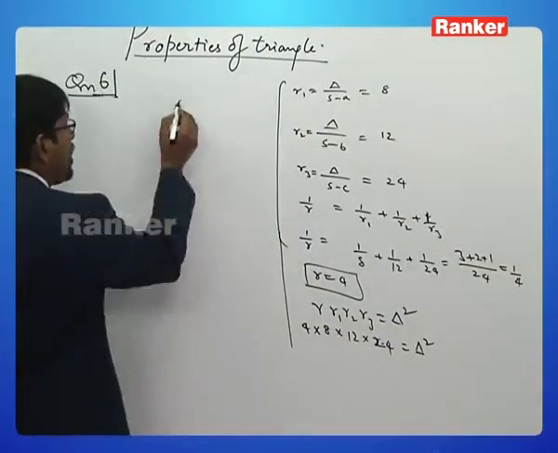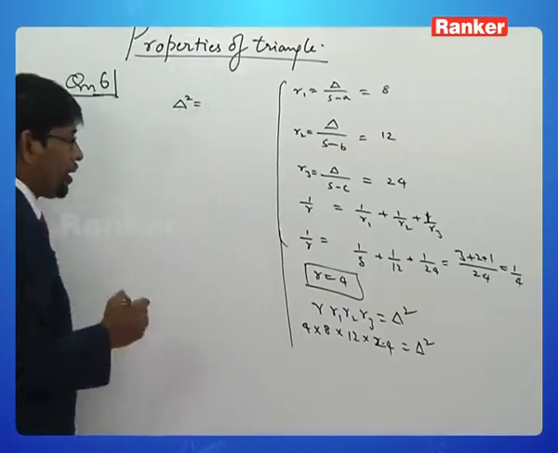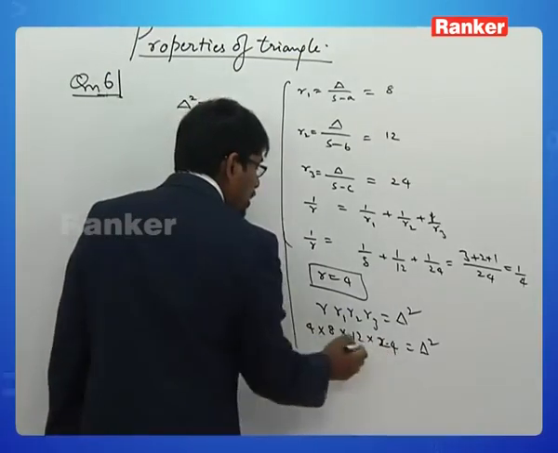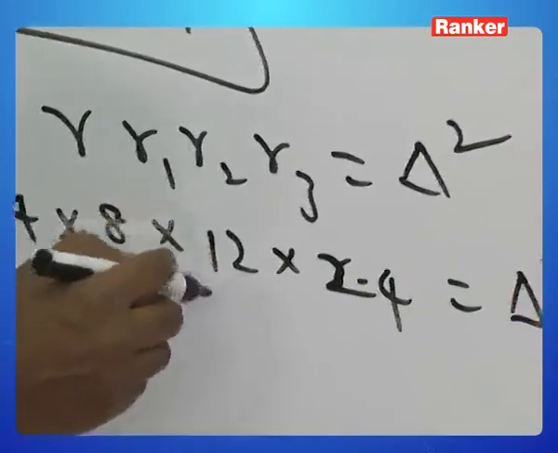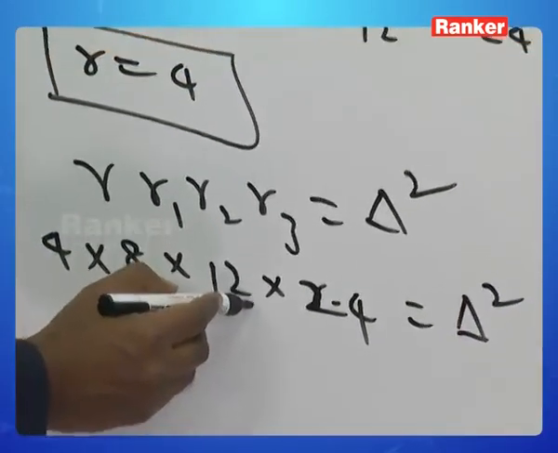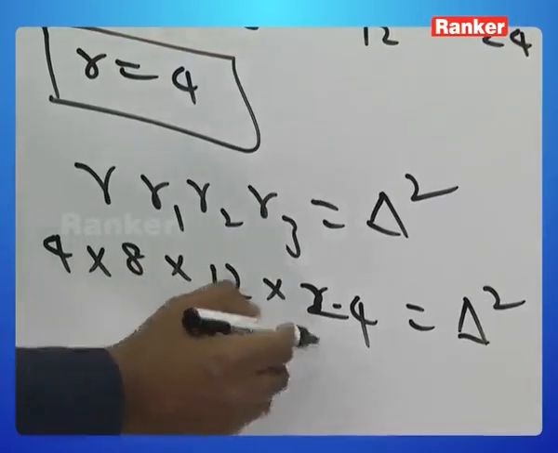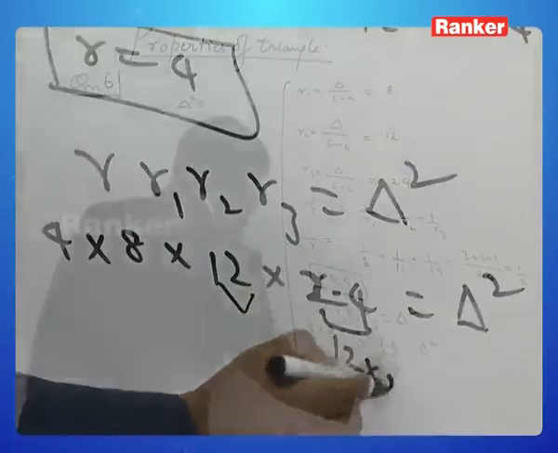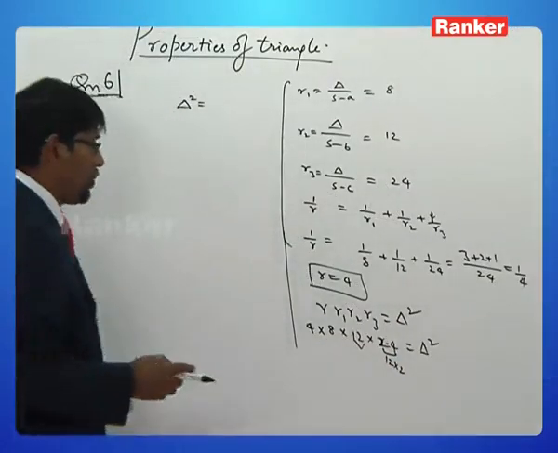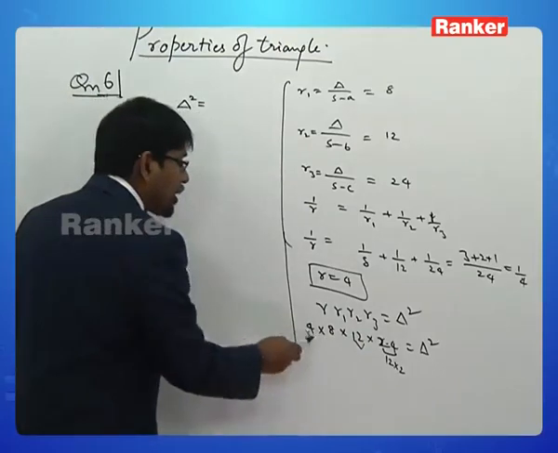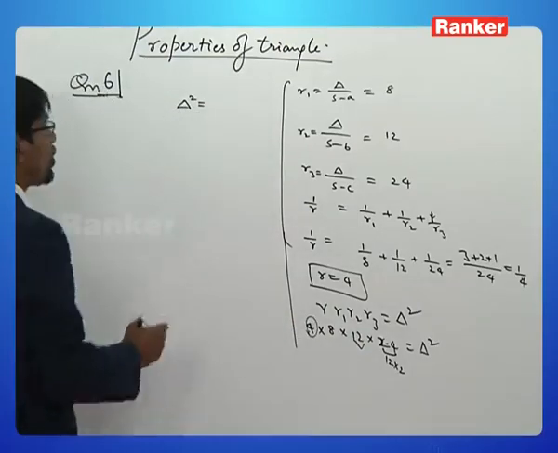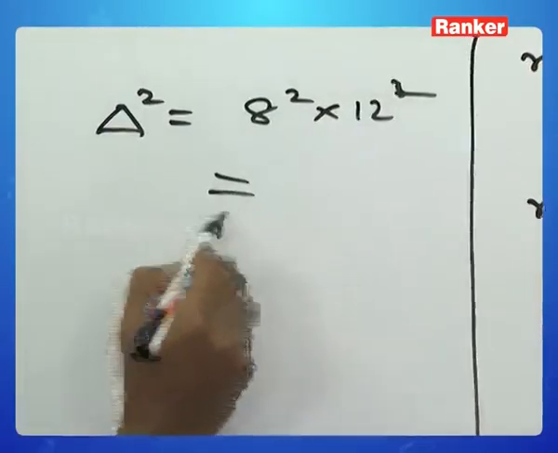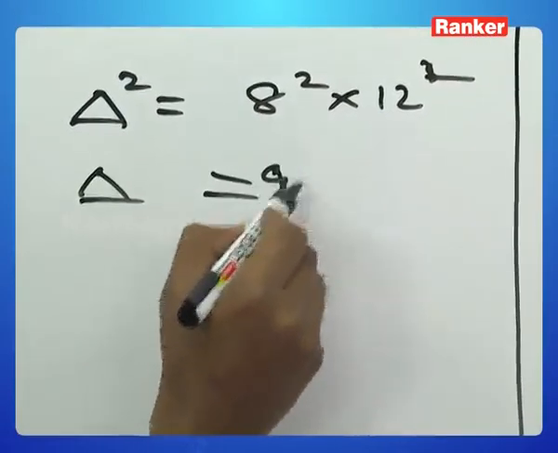So what is delta from here? Delta square, you observe that this can be written as, we'll take out a 2 common here. We'll write this as 12 into 12 into 2. This 2 into 4 can club it and makes it 8, 8 square into 12 square. So delta square is 8 square into 12 square. So what is delta? 8 into 12, that is 96.